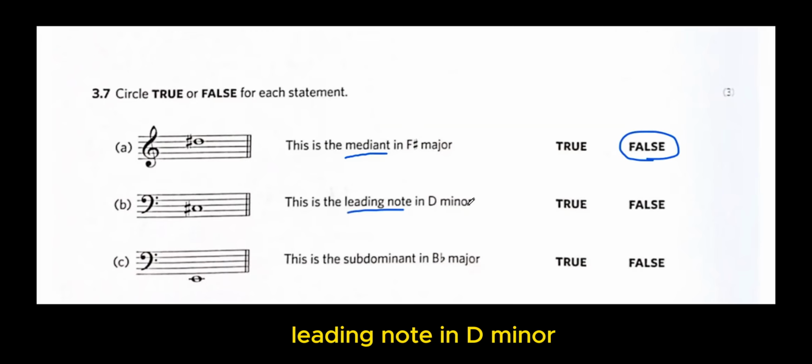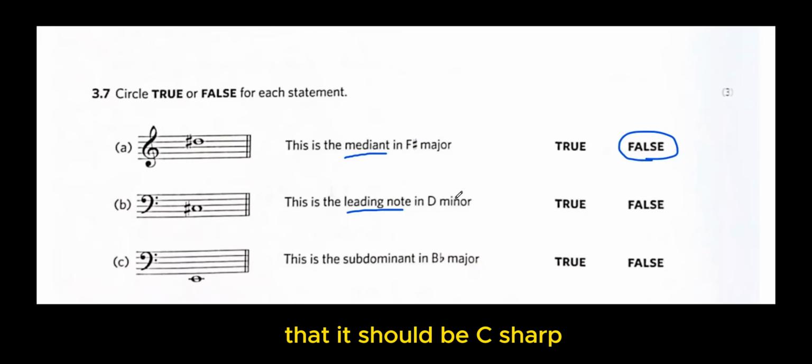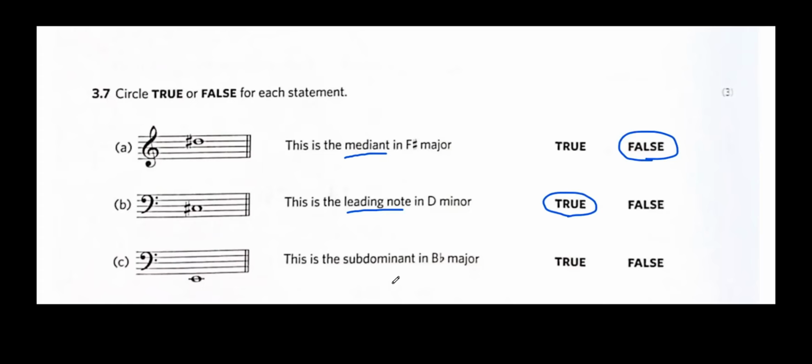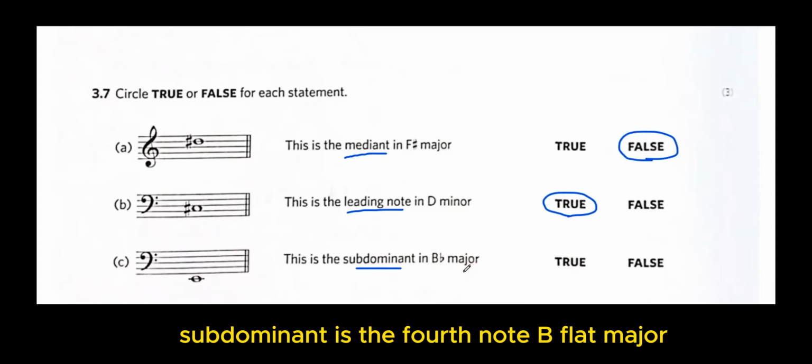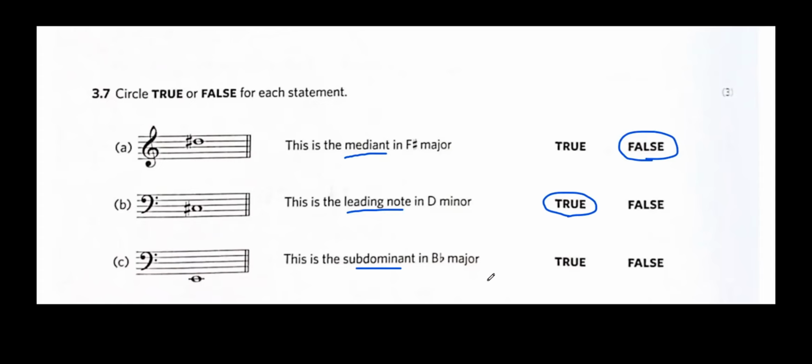Leading note in D minor. Leading note is the 7th note. It should be C sharp, which is C sharp to D, a semitone apart. This is true. The last one, subdominant in B flat major. Subdominant is the 4th note. In B flat major, it should be E flat. So here is false.